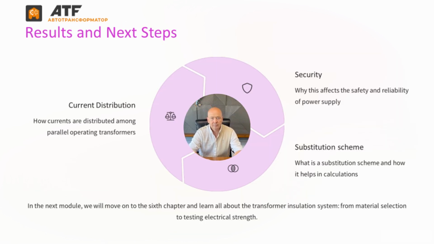Conclusion. Today you've learned why current sharing is rarely equal in real systems, how winding resistance and impedance affect load division, how equivalent circuits help analyze performance and reliability. In the next module we begin Chapter 6, the insulation system of a transformer. We'll cover material choices, aging effects, and how to test dielectric strength.